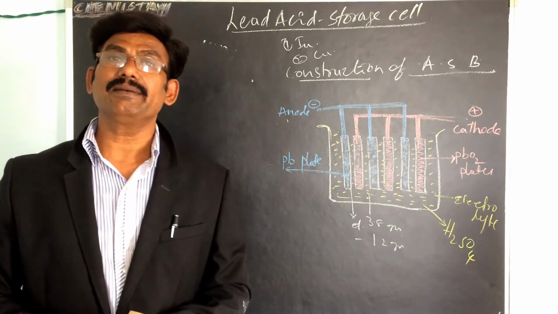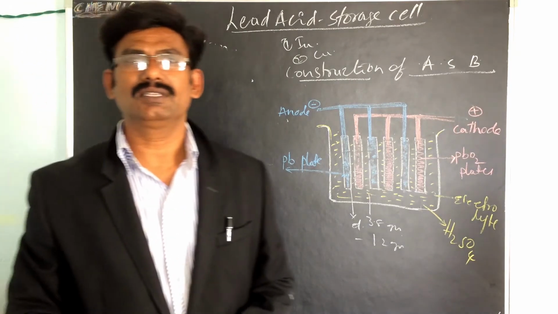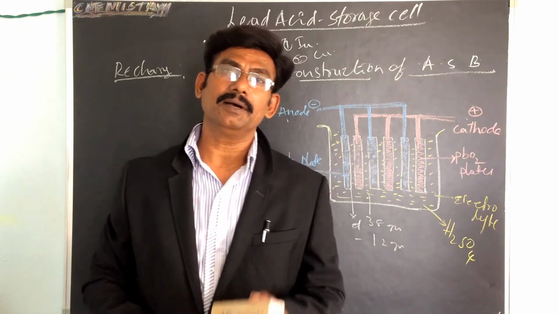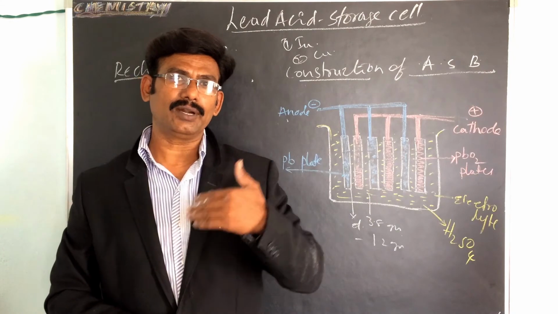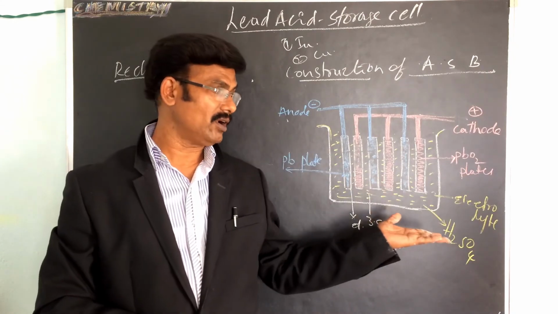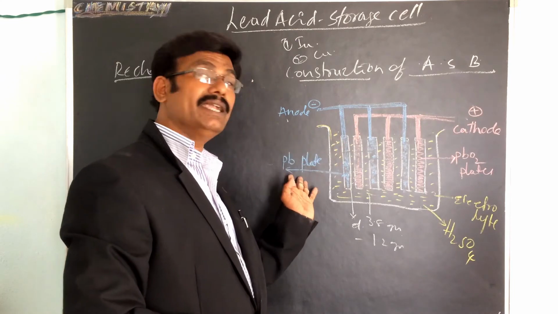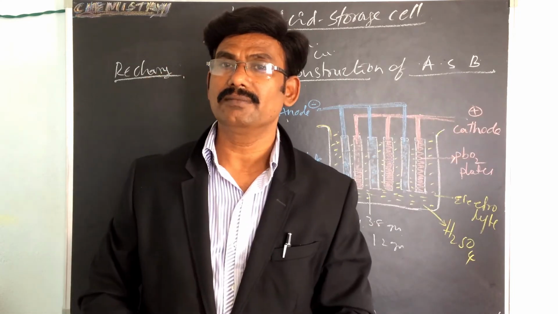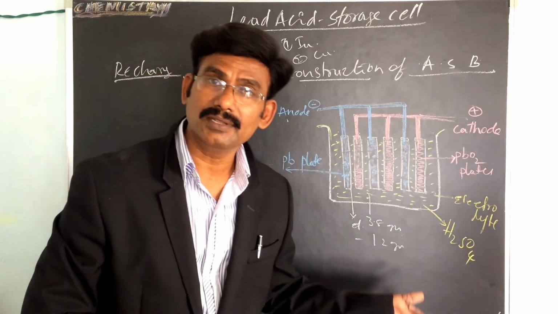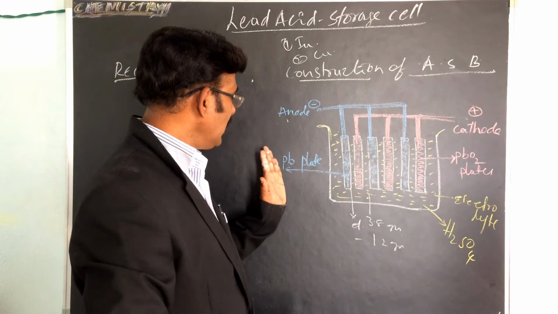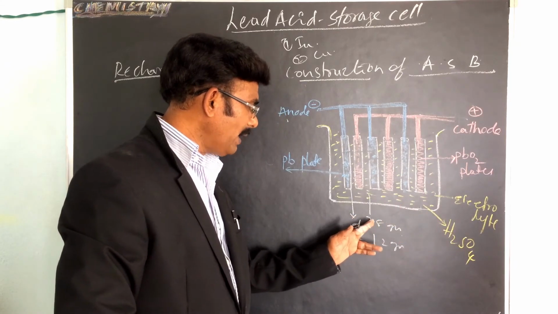Now recharging the battery. The cell can be charged by passing electric current in the opposite direction. The electrode reactions are reversed, in the backward direction. As a result, lead is deposited on the anode and lead dioxide is deposited on the cathode. The density of sulfuric acid goes from 1.2 to 3.8. This is about the charging. Same thing: lead to Pb 2+ to lead sulfate, lead dioxide to Pb 2+ to lead sulfate, and 3.8 to 1.2.